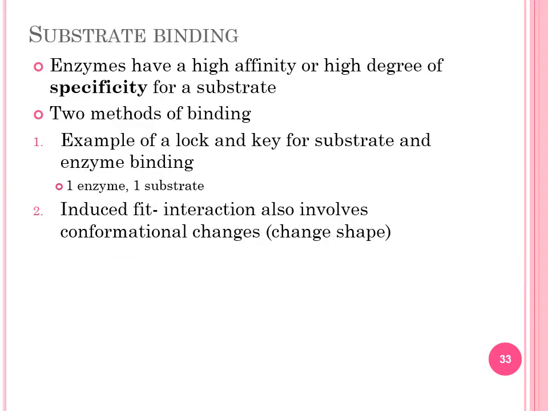So the substrates bind to the active site of our enzyme, and this binding is highly specific. And so the active site has a high affinity for the substrates that bind to that area. And so there's two ways that you can have binding of the substrate to the active site. You can have what is called the lock and key. For example, if you had a key to your car, to your house, or your apartment, your key only opens the door that the key is associated with. And so there's one enzyme, one substrate.